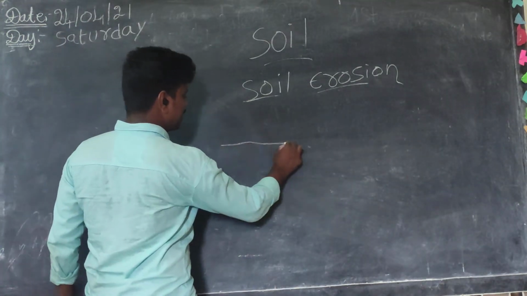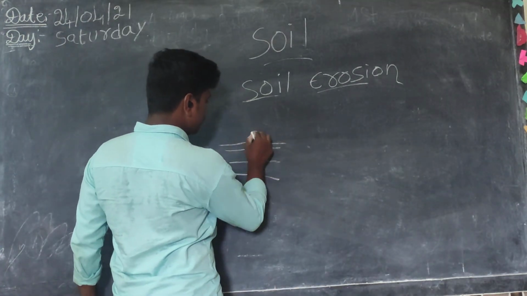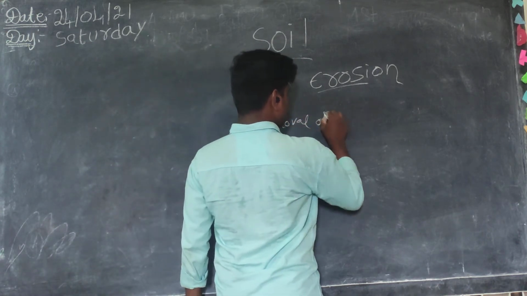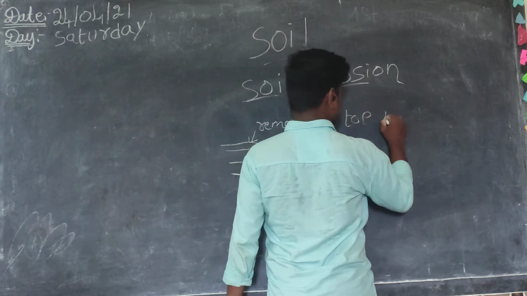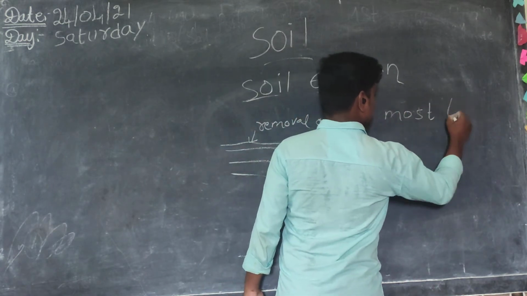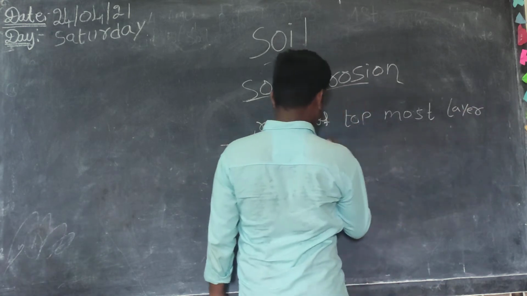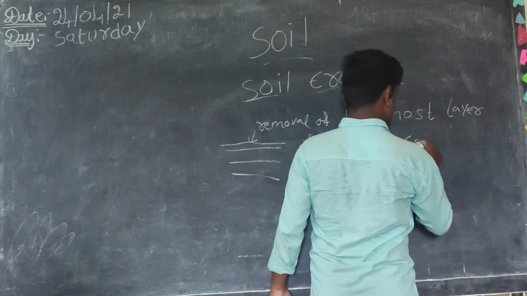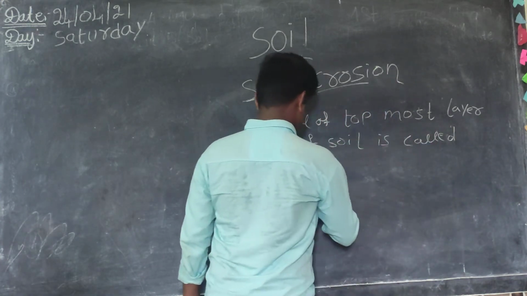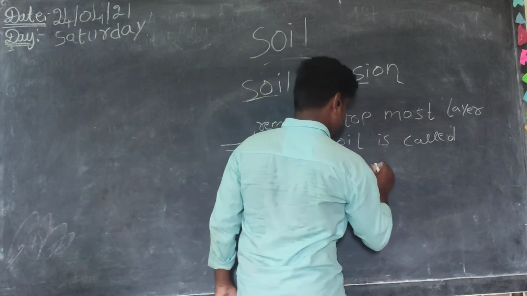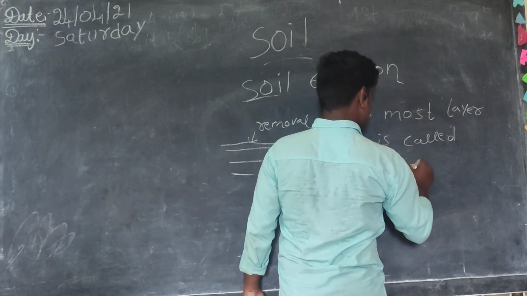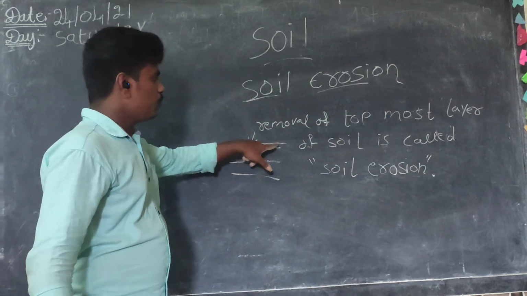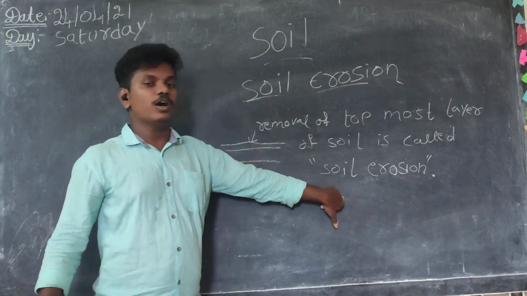We have different layers in our soil. The removal of the topmost layer of soil is called soil erosion. Soil erosion, E-R-O-S-I-O-N, erosion. So the removal of this topmost layer of soil is called soil erosion.